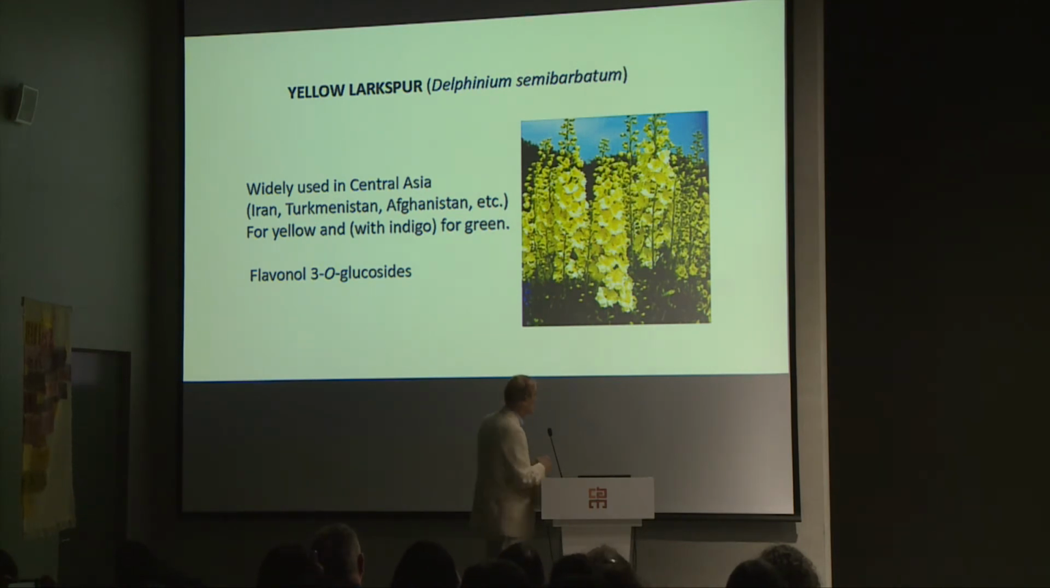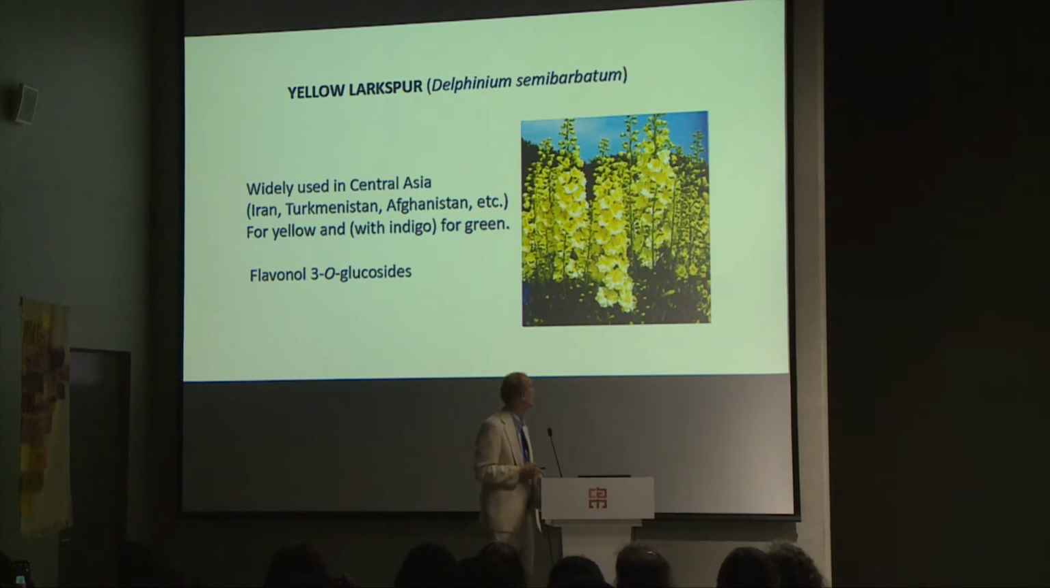And I mentioned earlier that in Central Asia, the yellow larkspur is used a lot. Usually it's a delphinium. Usually you think of delphinium as being blue or purple. This is bright yellow. But these are all flavonol 3-O-glucosides.